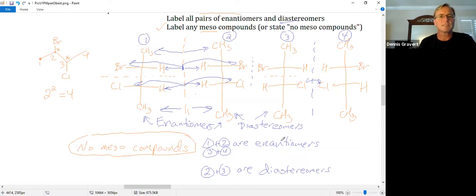Did it find all combinations? Nope. So now we have to be systematic. Let's start with the compound 1. Let's match it up with the other 3. So matching 1 with 2, what's the relationship between compound 1 and 2? Enantiomers. Already did that. What's the relationship between 1 and 3? Oh, 1 and 3. Well, on compound 1, the chlorine and the bromine are together, but 3, they're on opposite sides. Those are different. Not mirror images, and they're not meso, they must be diastereomers.